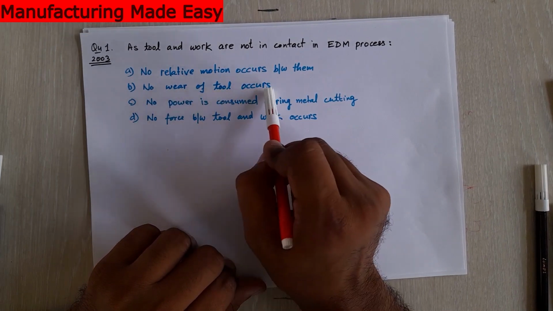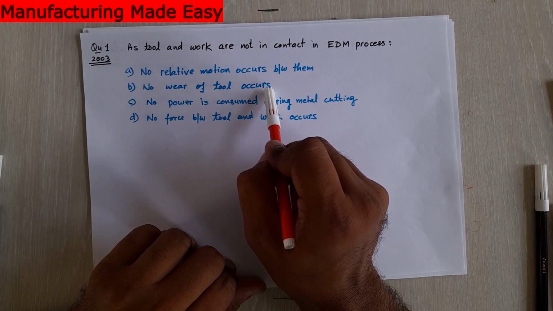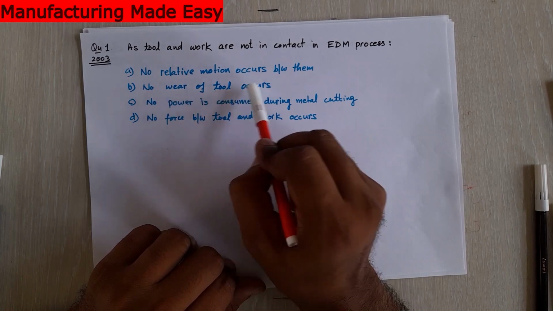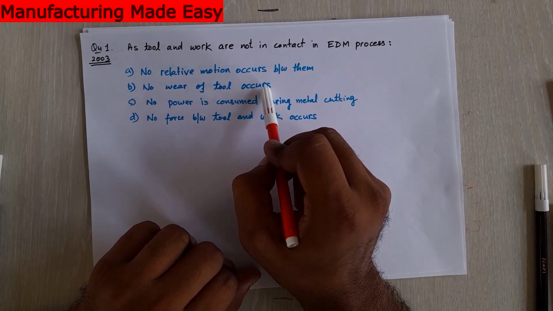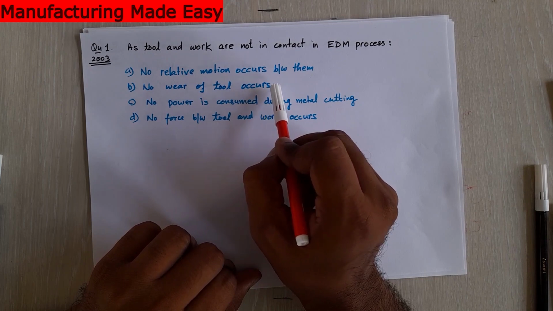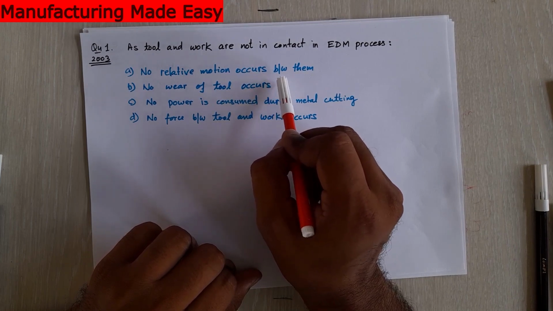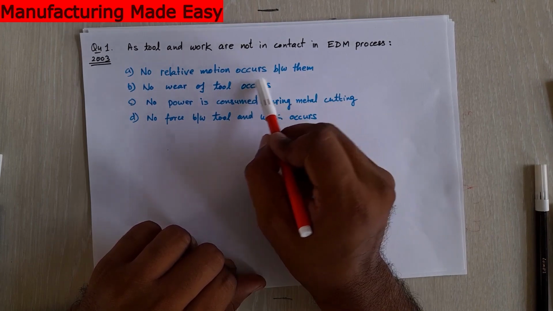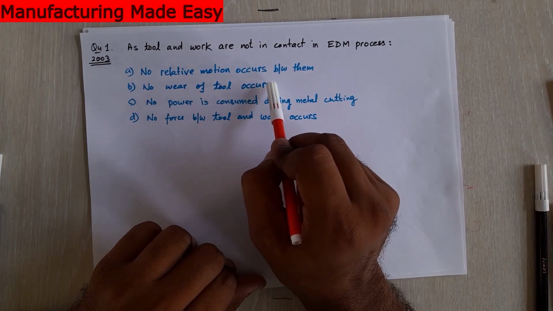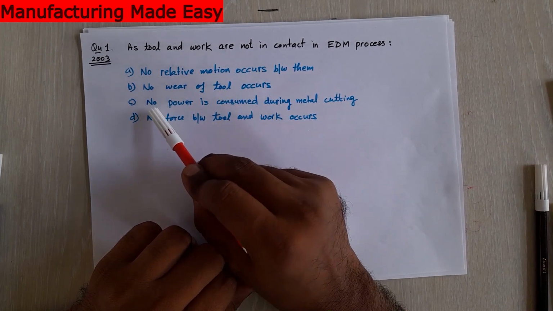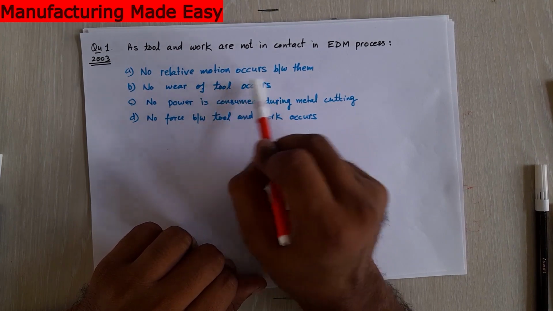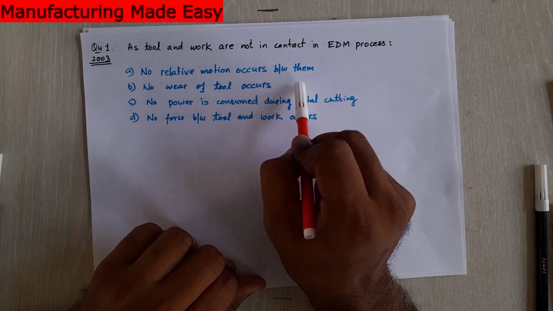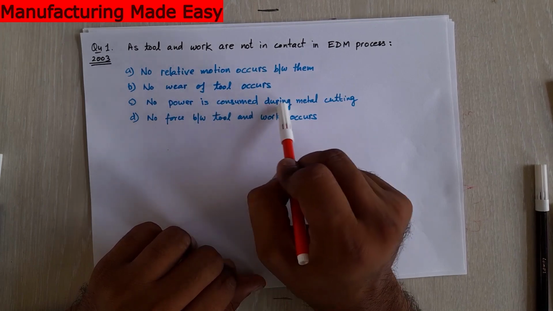No wear of tool occurs. The wear of tool occurs there. It is not true that wear of tool does not occur because mostly the material of the tool is a kind of conductive material. So high heat is also generating on this tool. So wear is also occurring here on the tool, and so to reduce this tool wear we generally use tungsten, copper tungsten kind of tool, so that wear will be less. No power is consumed during metal cutting.